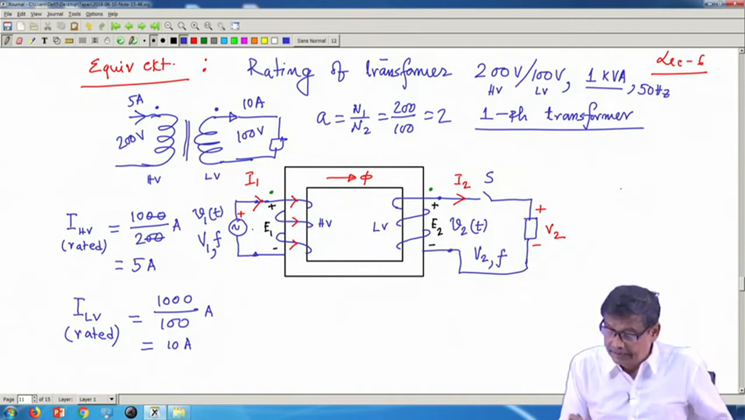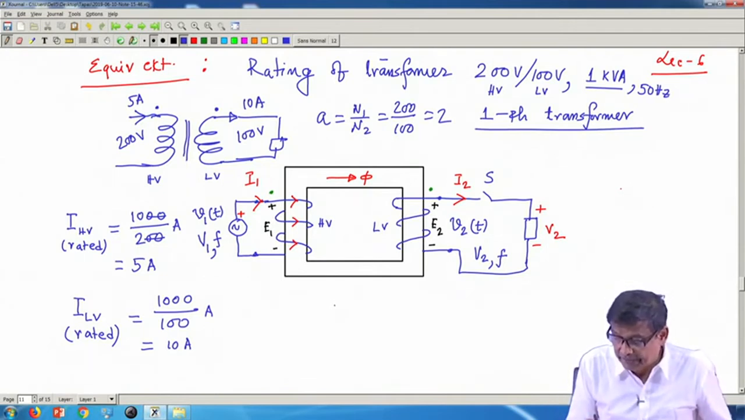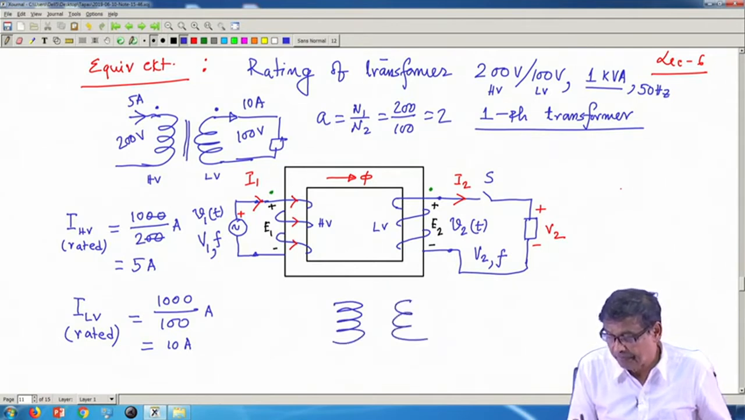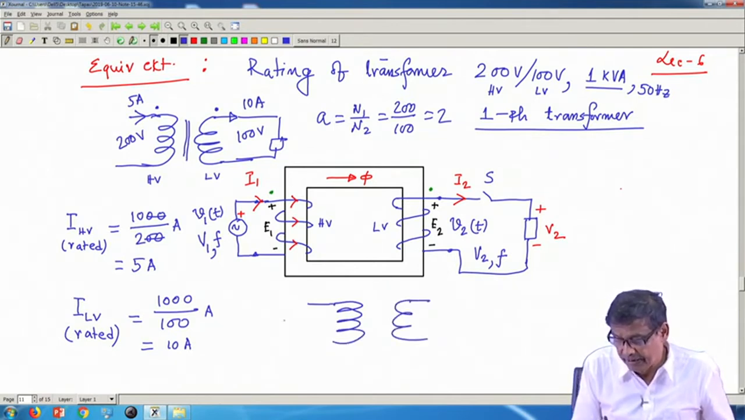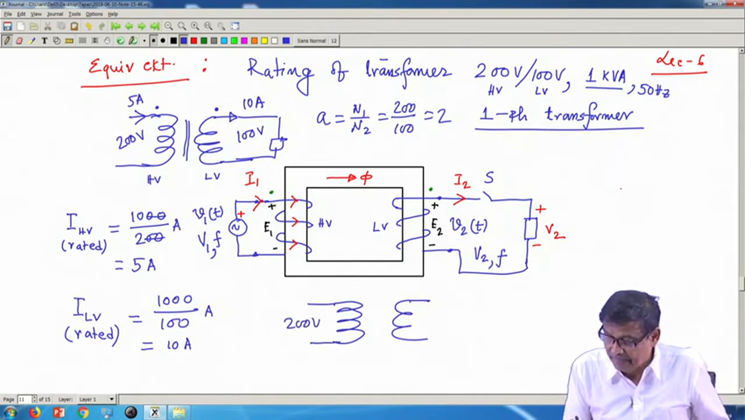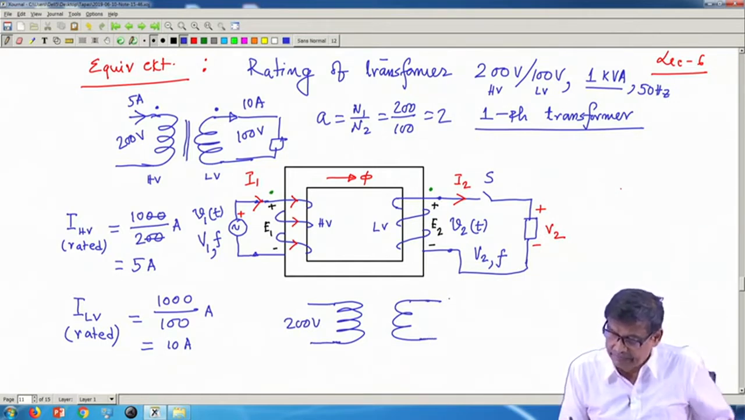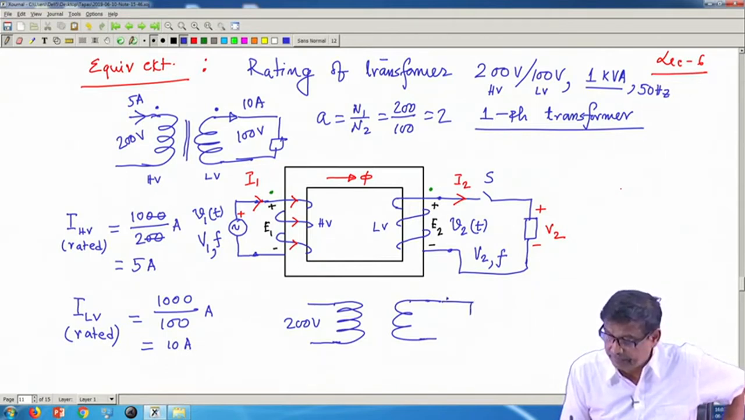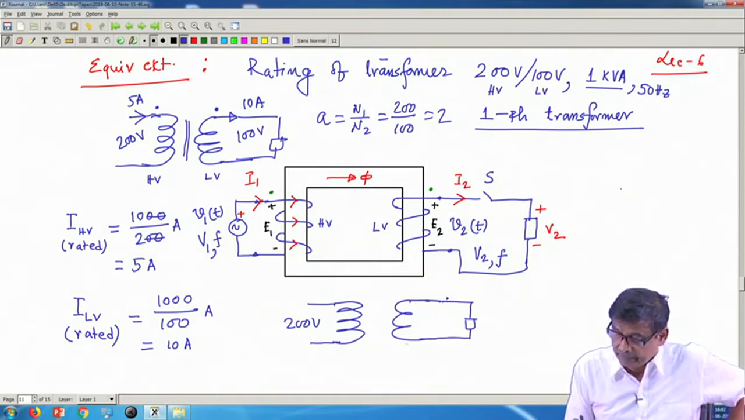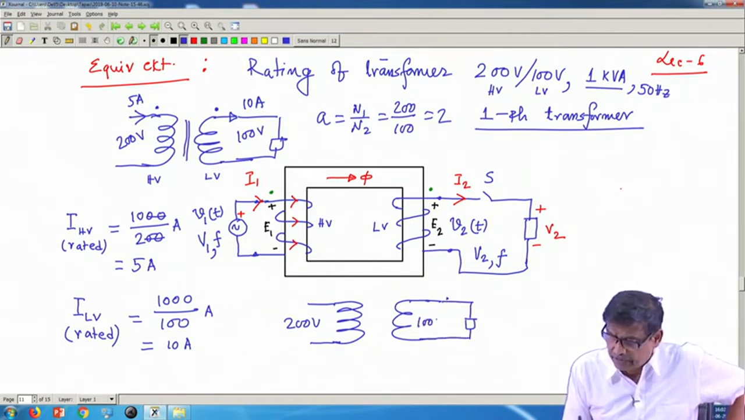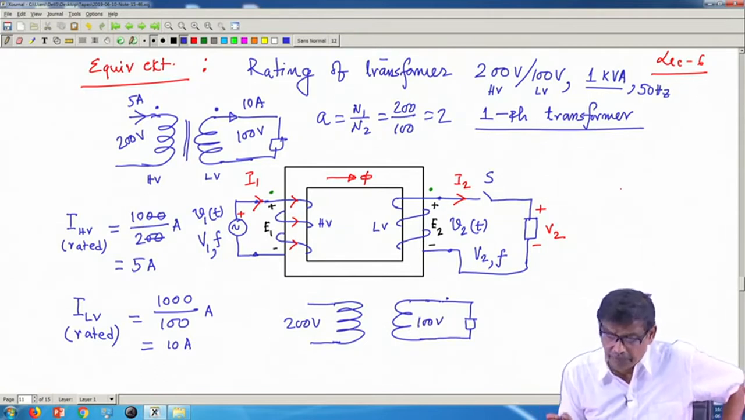Okay, let me do something more with this. Suppose this is the transformer. I have applied 200 volt here, and I have connected an impedance here. Here you will get 100 volt immediately if you apply 200 volt.